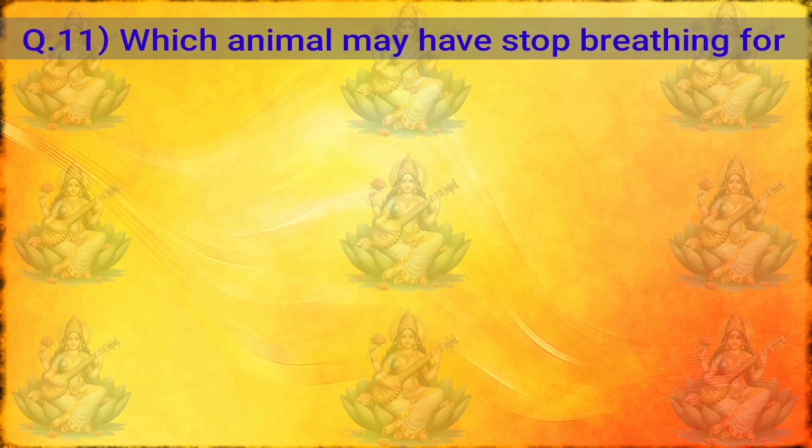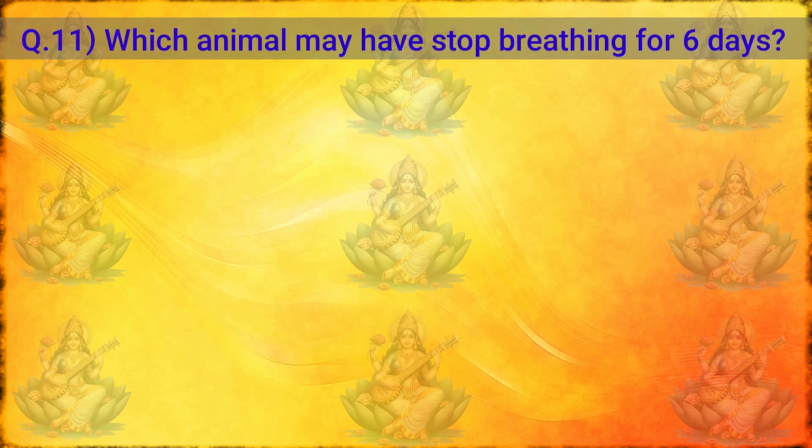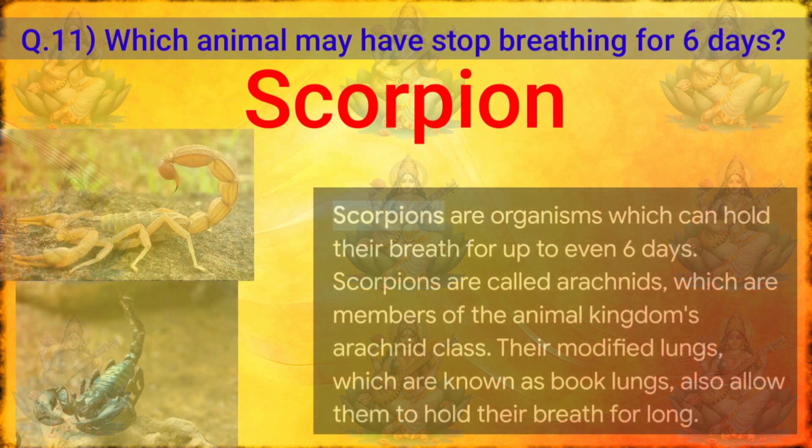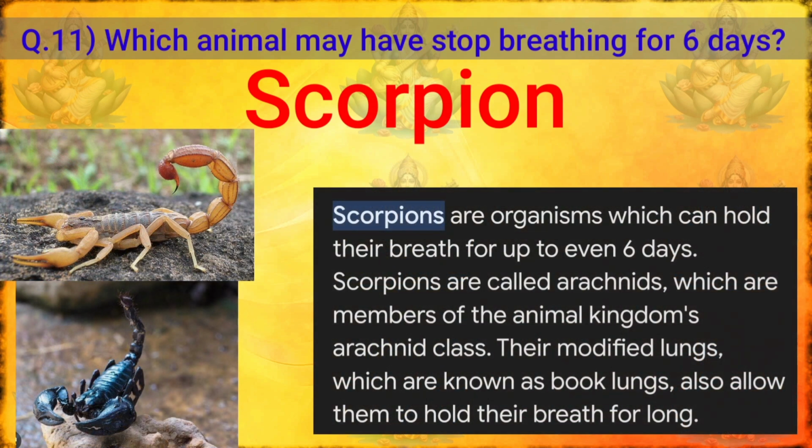The next question is, which animal may have stopped breathing for 6 days? The answer is scorpion. Scorpions are organisms which can hold their breath for up to even 6 days. Scorpions are called arachnids, which are members of the animal kingdom's arachnid class. Their modified lungs, which are known as book lungs, also allow them to hold their breath for so long.